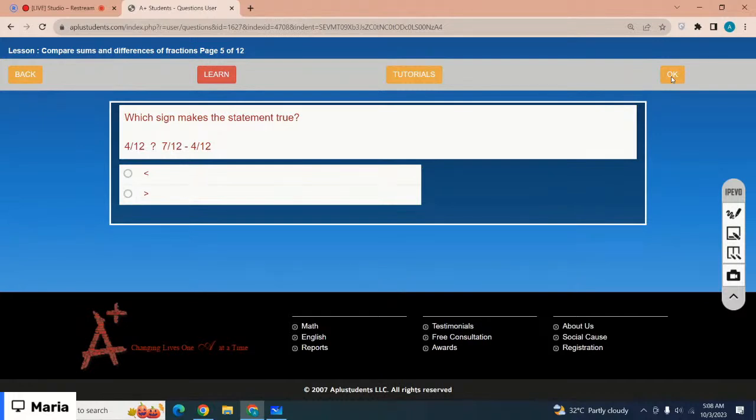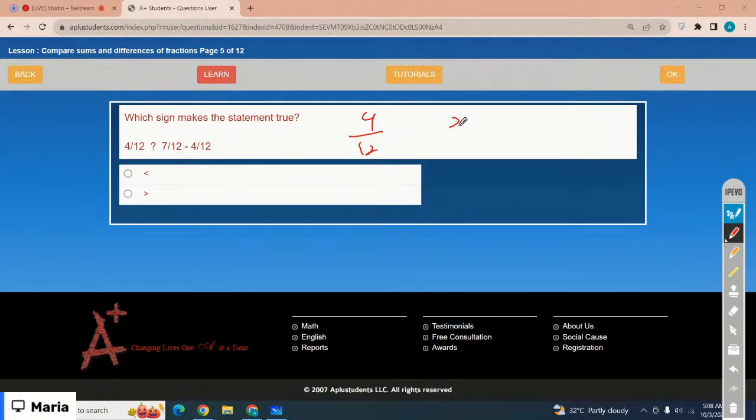Okay, which sign makes the statement true? So which is the correct option? They have like denominators, right? So subtract their numerators. 7 minus 4 is 3 over 12, right? So you have to compare 4 by 12 and 3 by 12. So which is the correct option?